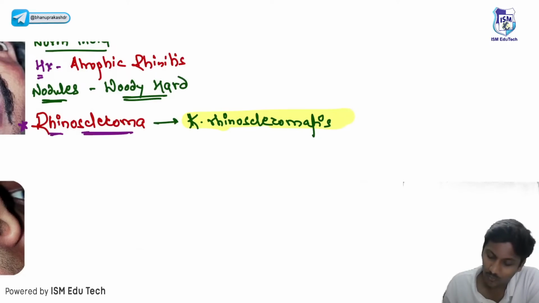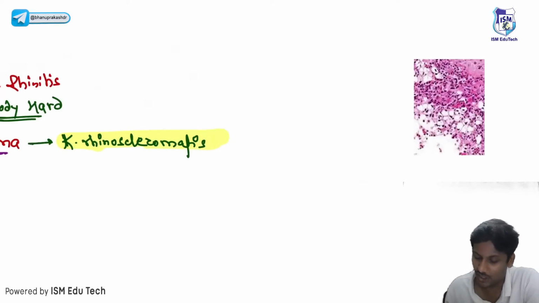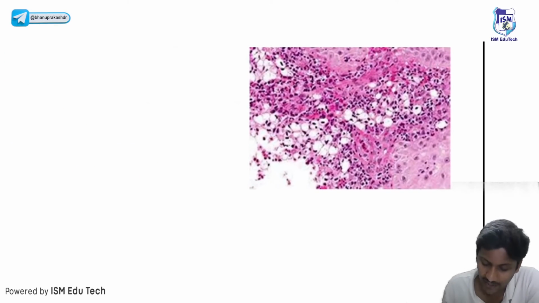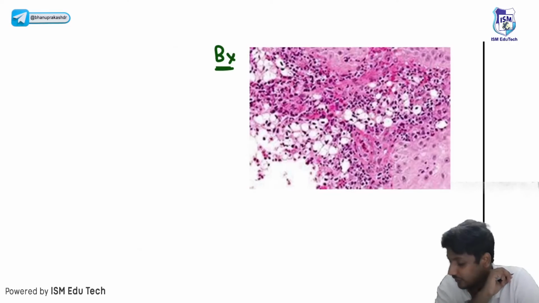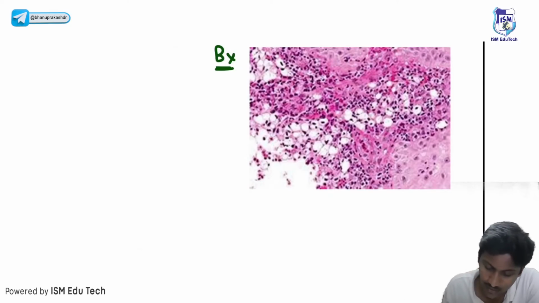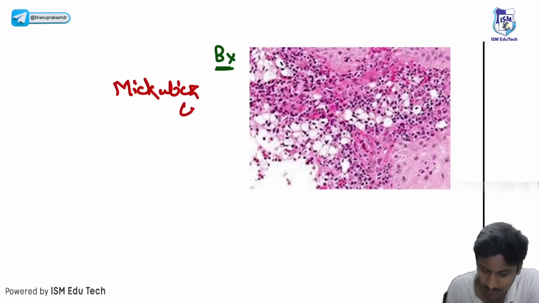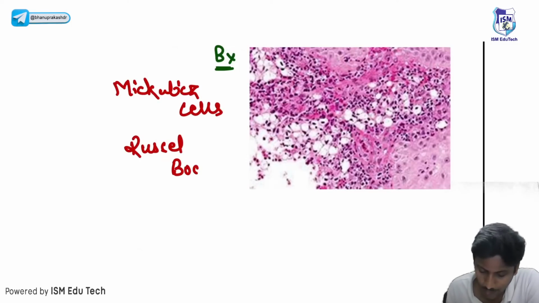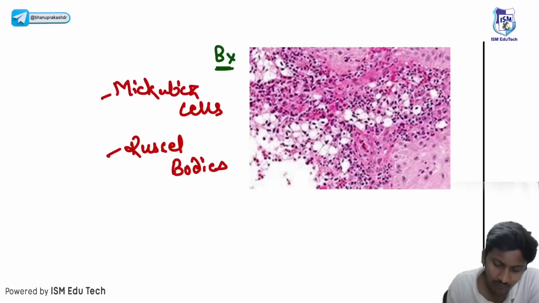Now please tell me, what will be seen on the histopathological examination? If I take a biopsy of these nodules, I'll be able to see 2 important features. One are the macrophages. These macrophages will contain bacteria inside them, and these macrophages which have bacteria inside them are known as the Mikulicz cells. The other one, inclusion bodies, are known as the Russell bodies. So 2 important features will be seen on biopsy. One is the Mikulicz cells, the other is the Russell bodies.